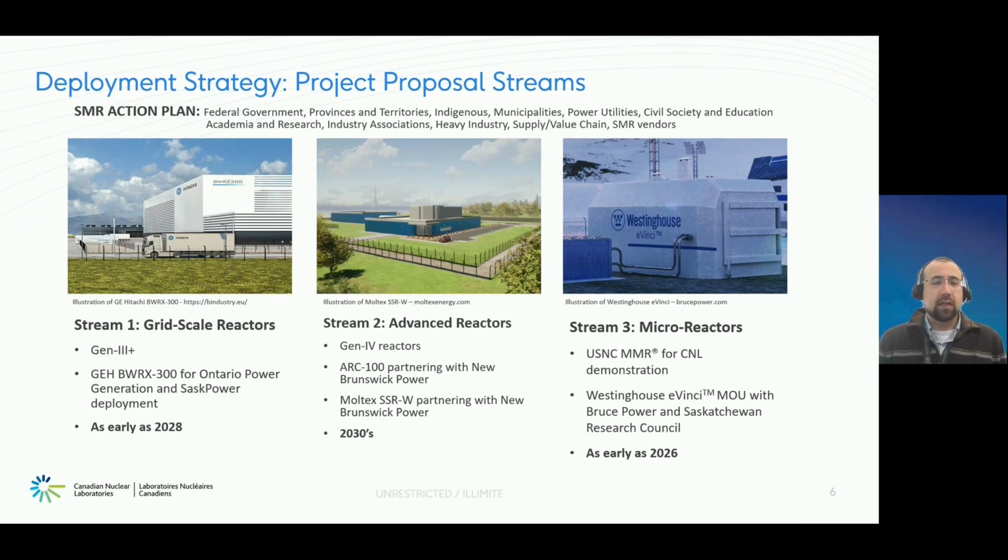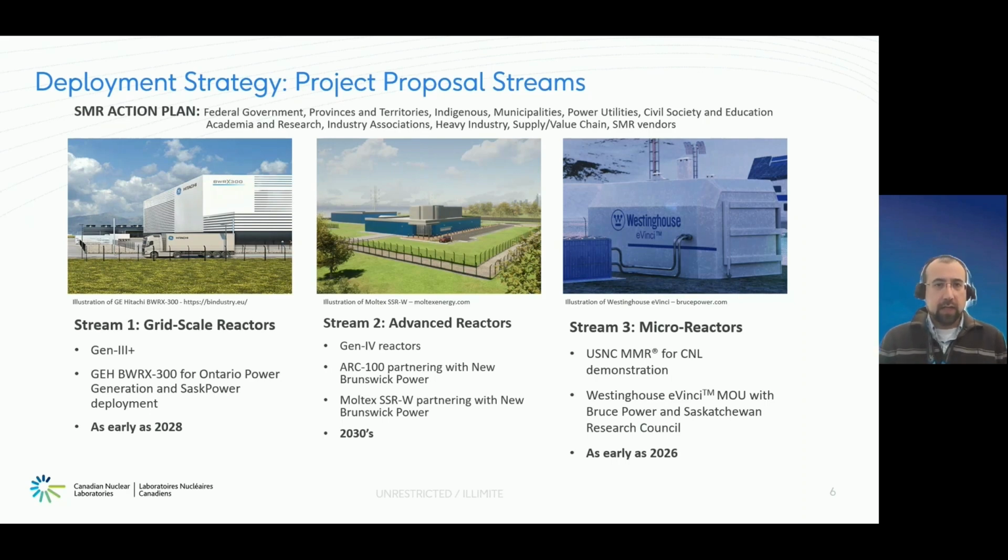Typically, these are seen as incremental design changes on existing technologies, so-called Generation 3 or Generation 3 Plus designs. The GE Hitachi BWRX 300 that was recently selected by Ontario Power Generation and Saskatchewan Power for deployment is a very good example of this Stream 1 technology. The unit at Darlington, which will be the very first BWRX 300 unit deployed, is targeting deployment as early as 2028. This is going to be the first of what promises to be many of such units in Canada.